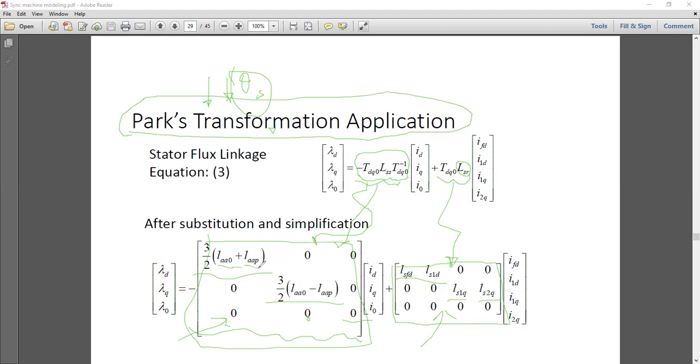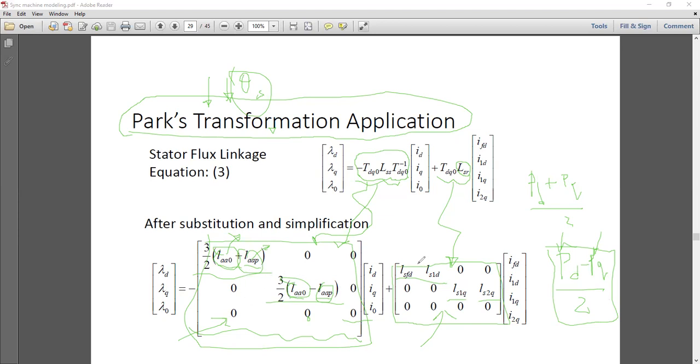And these LAA0, LAAP, and LAA0 plus LAAP and minus LAAP, these things are actually constants. And they are actually dependent on, if you remember, (PD plus PQ)/2, there was some term like this, and (PD minus PQ)/2, which were the permeances along the D axis and along the Q axis for the salient pole machine. So this (PD plus PQ)/2 was LAA0, and LAAP was probably (PD minus PQ)/2. Those are already present in the earlier slides of this lecture note, so you can find them easily.